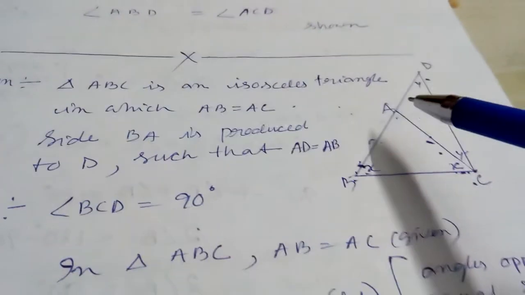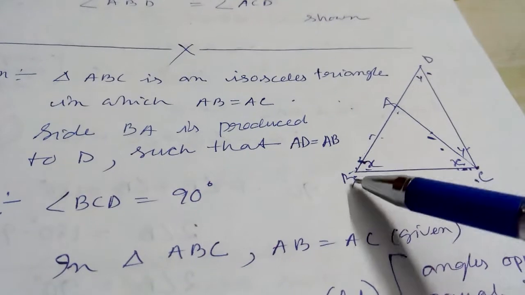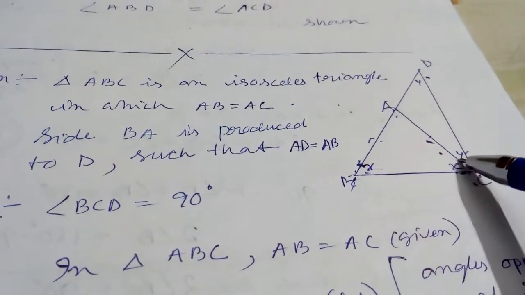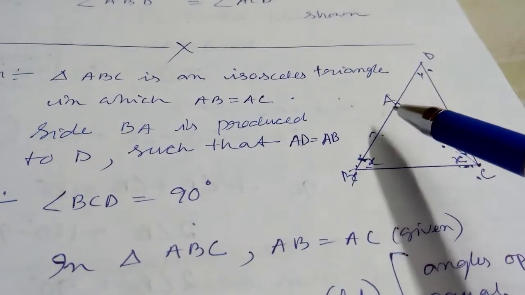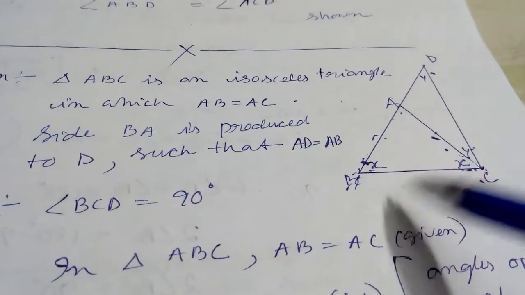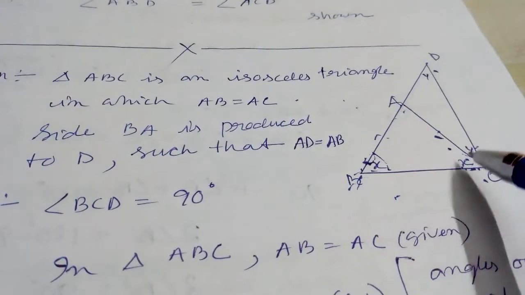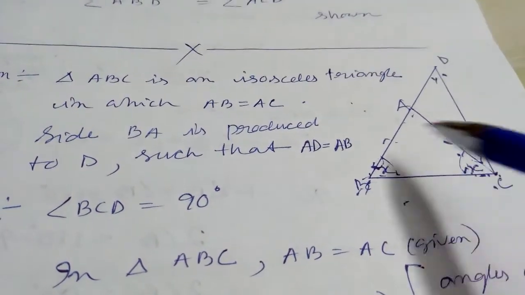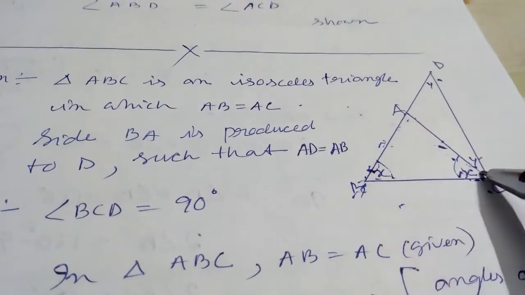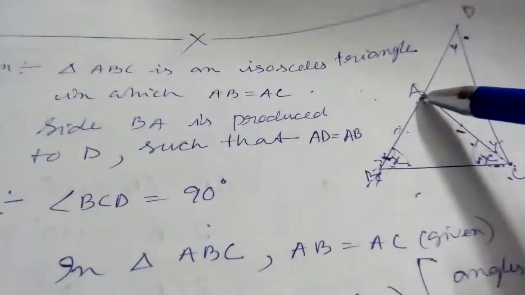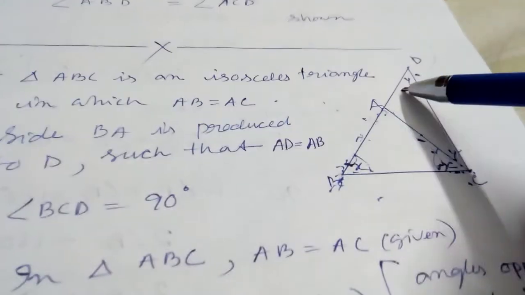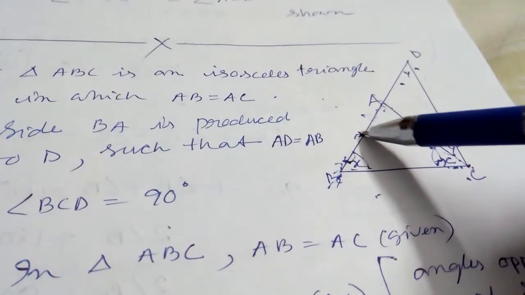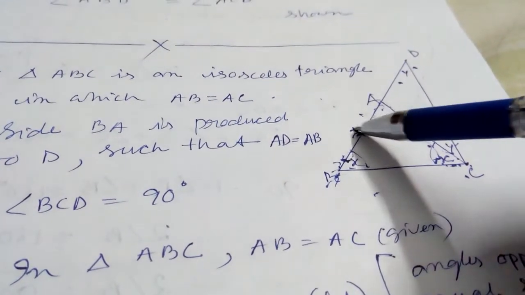Now solution. In triangle ABC, AB is equal to AC. So angles opposite to equal sides are equal. Therefore angle ABC is equal to ACB. We mark them as X and Y. Again, AB is equal to AC, given, and AB is equal to AD.